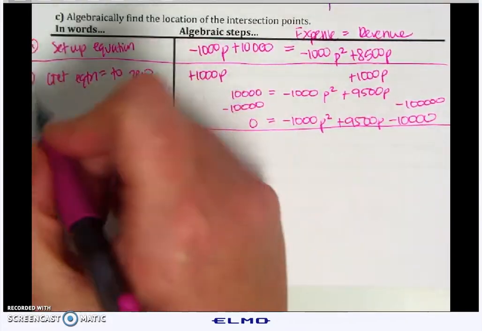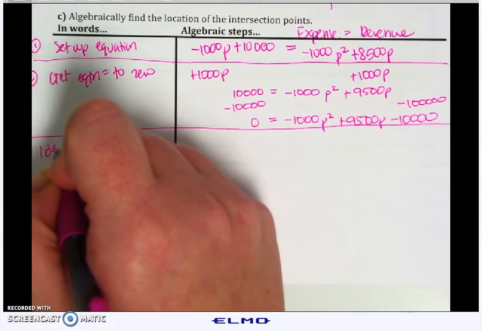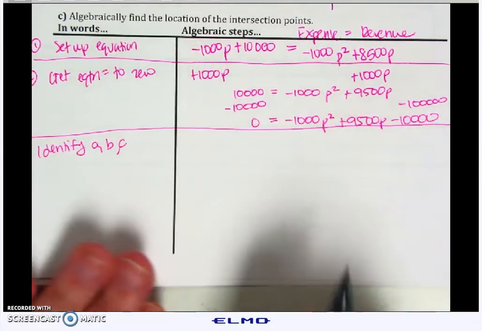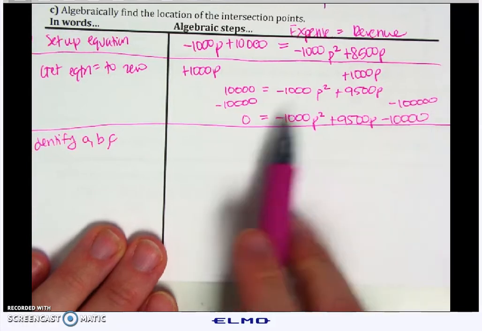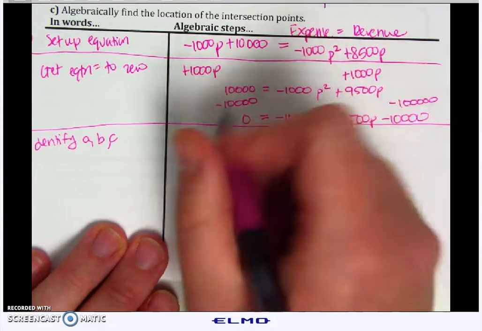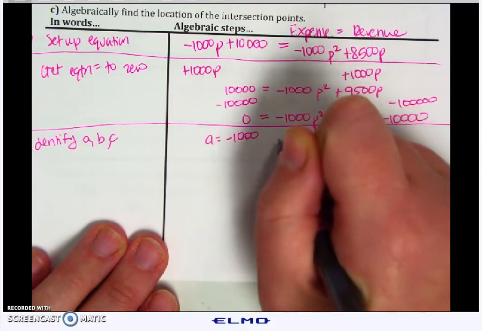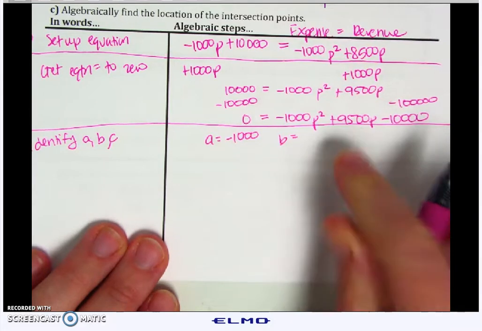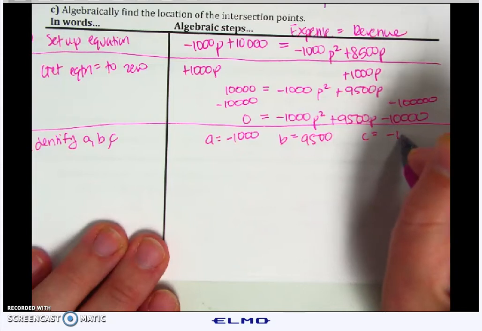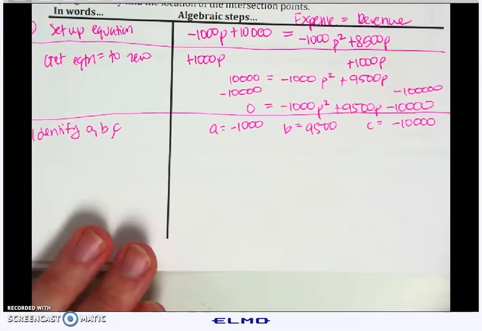From here, it's like what we were doing yesterday. Step 3 is to identify a, b, and c. So from the equation of a quadratic, we have ax squared plus bx plus c. So a is the coefficient of the quadratic term, negative 1000. b is the coefficient of the linear term, 9500. And then c is negative 10,000.